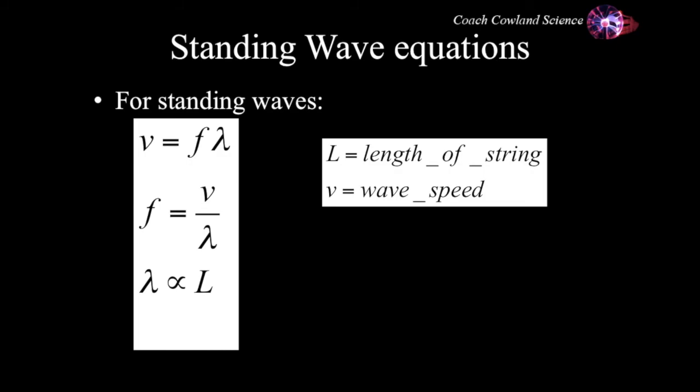To find the standing wave frequency, we go back to our v equals f lambda equation, and we need to realize that lambda, the wavelength, is proportional to the length. Depending on how much of the wavelength is equal to the length will give us the frequency of the sound. v in this case is the speed of the wave on the string or in the air.